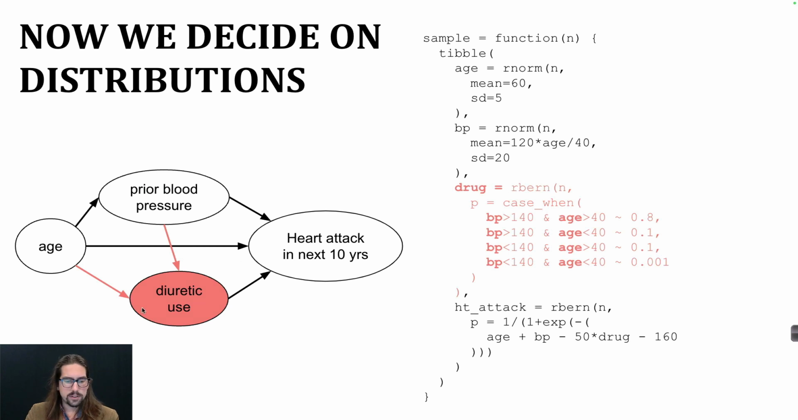Now let's decide on how diuretic use gets assigned. This is a binary variable, it's going to be 0 or 1. So I'm going to say I'm flipping a coin for each person, but the probability of heads or tails depends on their prior blood pressure and their age. And it depends on it like this. If their blood pressure is greater than 140 and their age is greater than 40, then they're going to have a high chance of getting a diuretic.